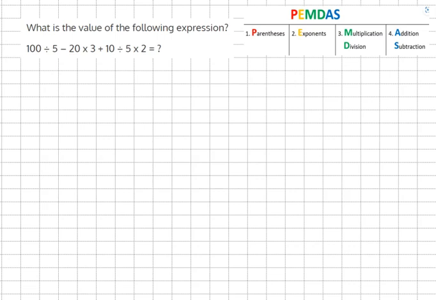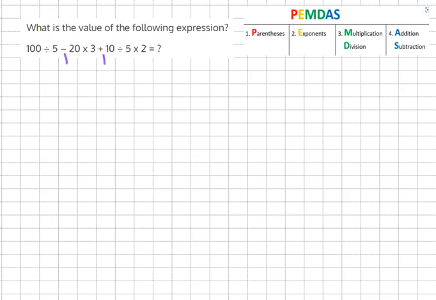Now, as we have no parentheses or exponents, we move straight on to multiplication and division. And as we can see, each one is separated into three groups by a plus or a minus sign. So we can do them simultaneously.